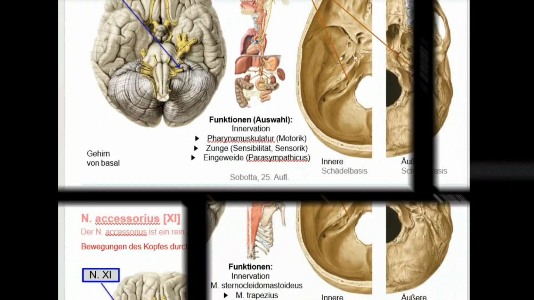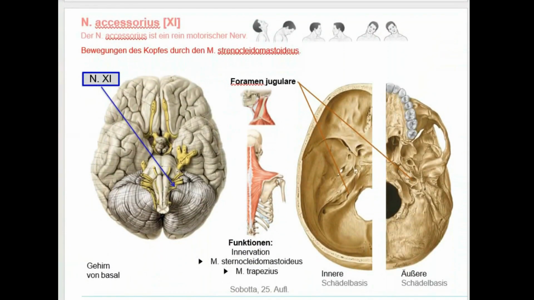Number 11 is called the accessory nerve. It has a similar passage to the others, and its main function is the innervation of muscles, the sternocleidomastoid and so on. These are the motor functions. So, nerve number 9, nerve number 10, and nerve number 11 all have a connection, especially the jugular foramen, but with different tasks. The path goes around the head and the sternocleidomastoid.